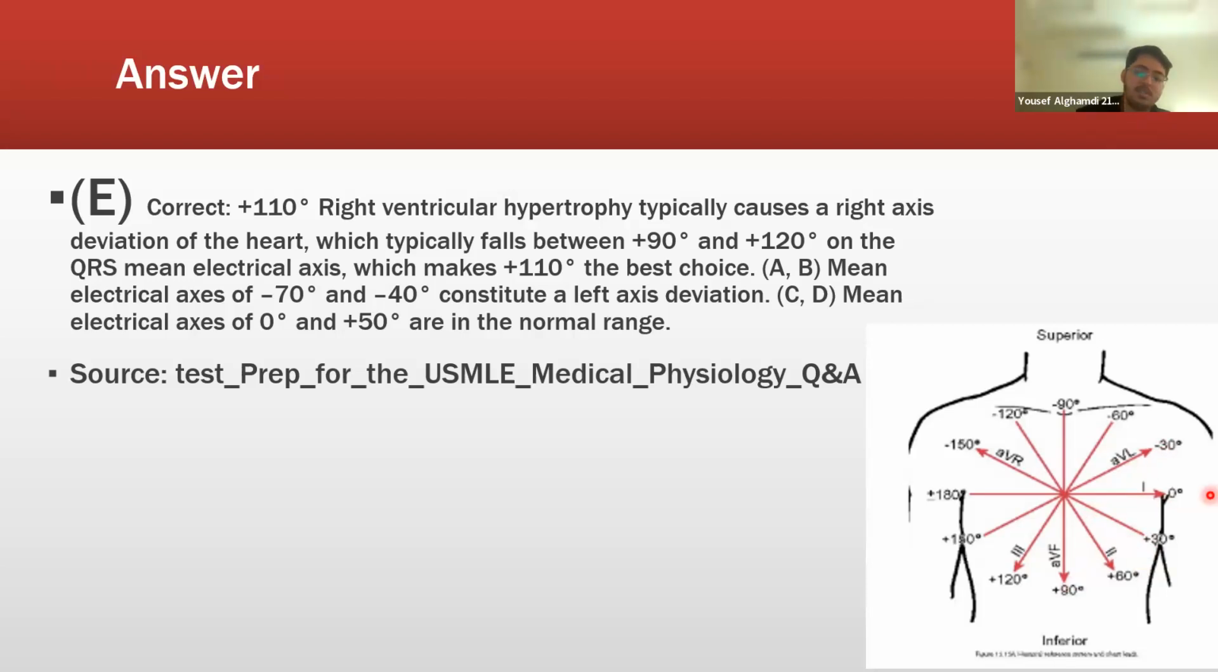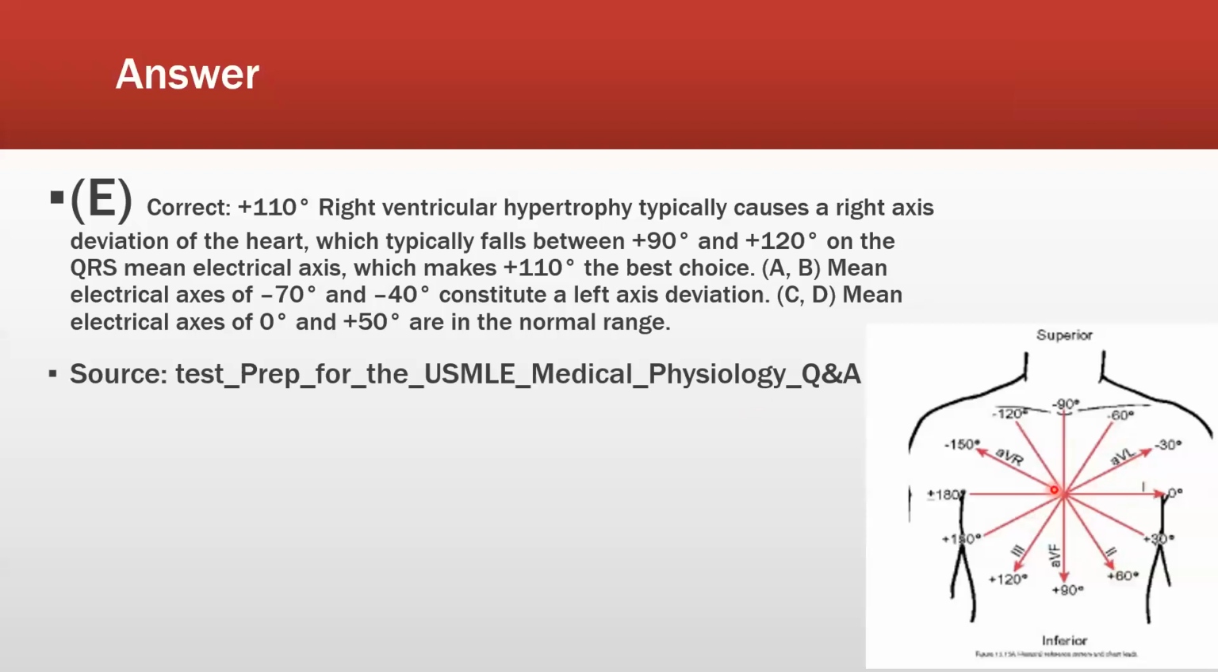So I kind of knew, but thank you, Yasser, for confirming that. So from -30 to -90 is left axis deviation, and normal is from -30 to positive 90. Yes. And I think you should know, aVL is -30, and lead 1 is 0. That's why you said lead 1 here, right, Yasser, last time?